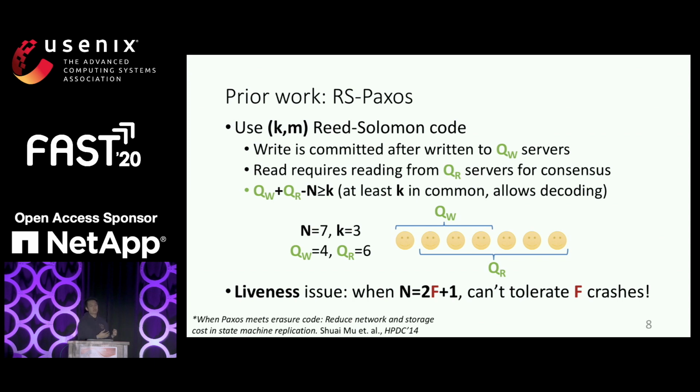If we only have 2f+1 servers, we cannot tolerate f crashes. In fact, in this example, even if there are only 2 servers crashed, the system cannot proceed. It will lose liveness. Why? Because we cannot read from 6 healthy servers anymore. So any read request has to fail.